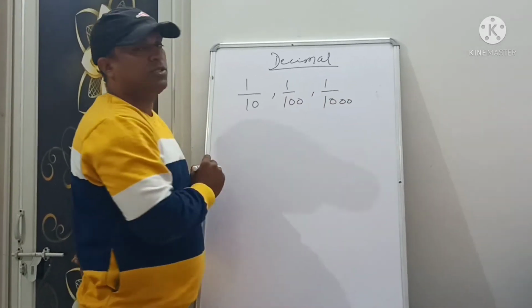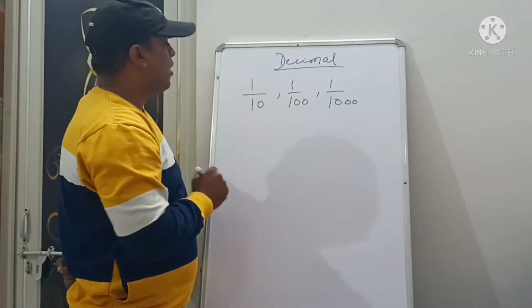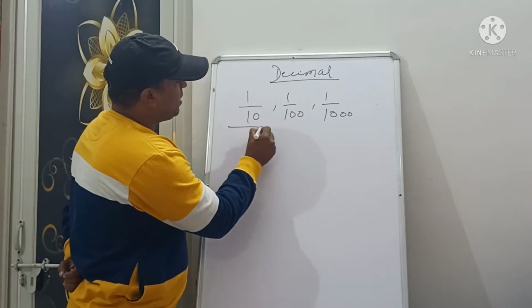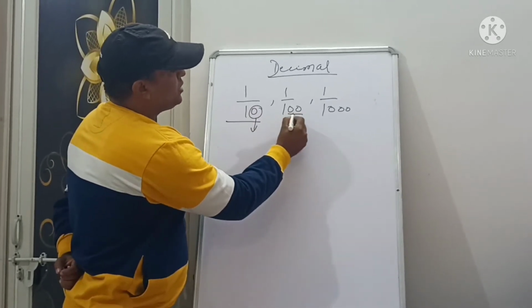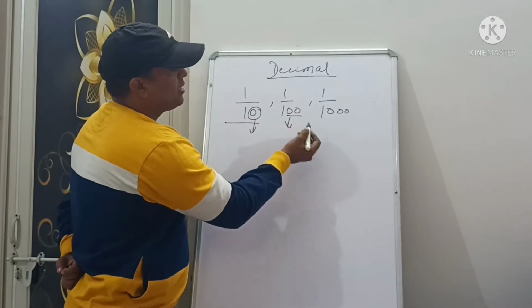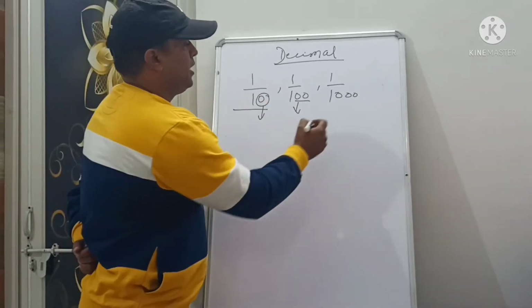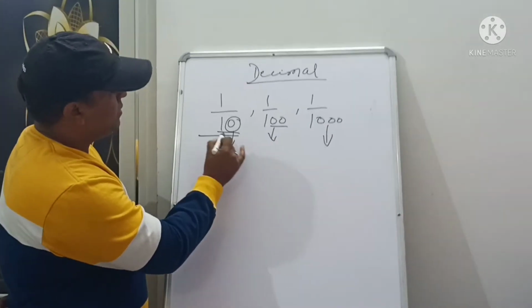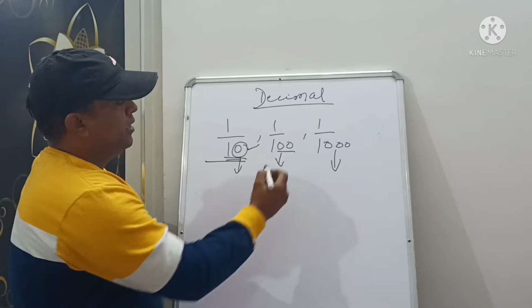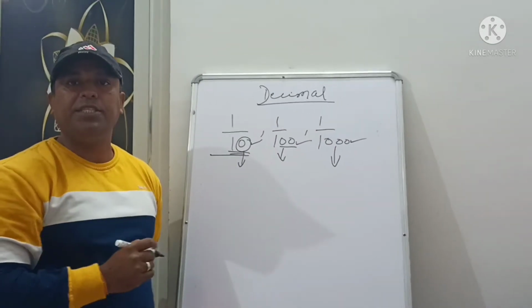Sometimes students ask how we can change a fraction into decimal. Always remember beta, the zero plays an important role in converting into decimals. I'll tell you how. See beta, how many zeros are here? There is 1 zero, there are 2 zeros, there are 3 zeros. So how can you change it?